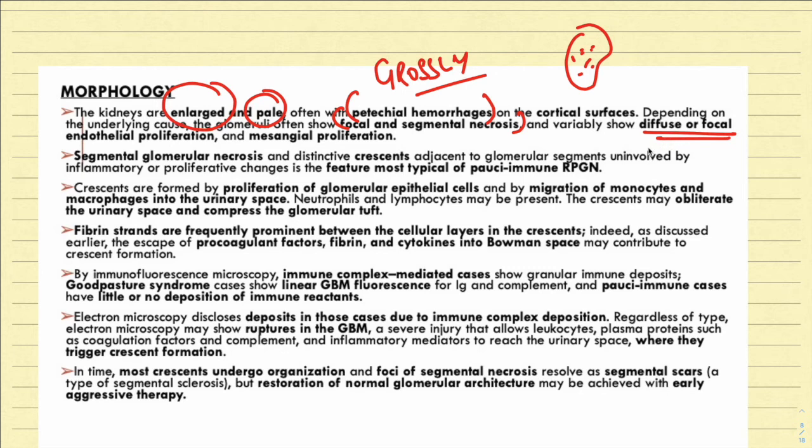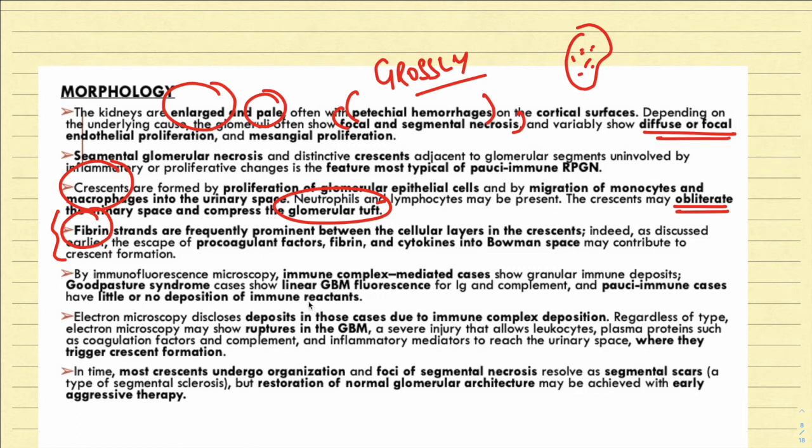Now a very important thing, the crescents that are formed, we have already known. The crescents are classically formed by proliferation of the parietal epithelial cells, along with infiltration of monocytes, macrophages and inflammatory cells. The crescents might enlarge and obliterate the urinary space, and start to compress the glomerular tuft as well. Very important, in between the crescents you will see the deposition of fibrin, which proves that there is some role of the coagulation system also.